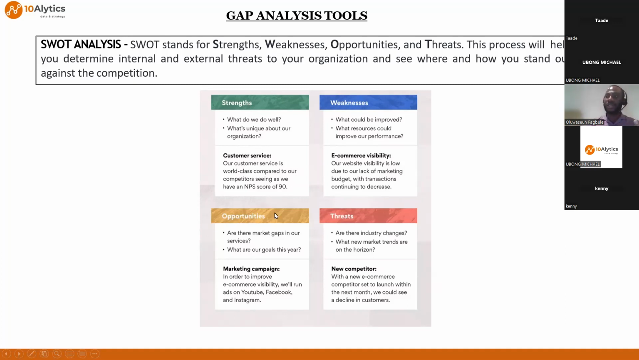Now, the opportunities, right? Are there market gaps in your services? Are there some gaps that you could leverage upon to improve performance? And what are your goals for the year? Those are opportunities. You want to check what are the opportunities that are there for us to leverage on. So an opportunity in this e-commerce use case is a marketing campaign.